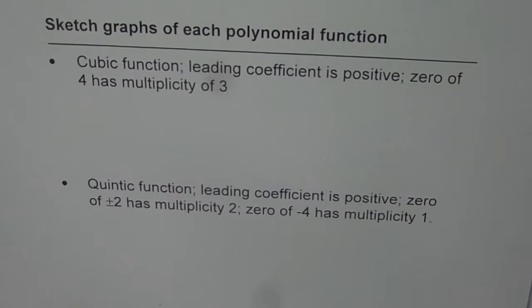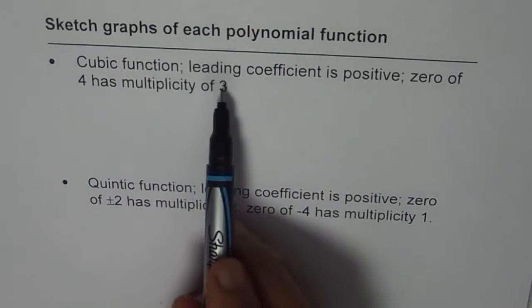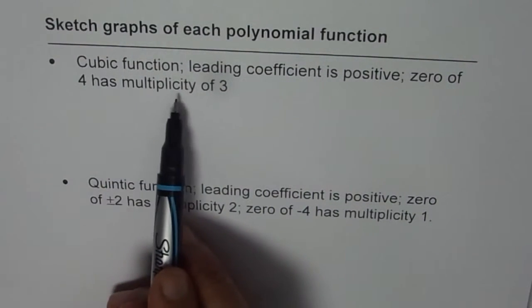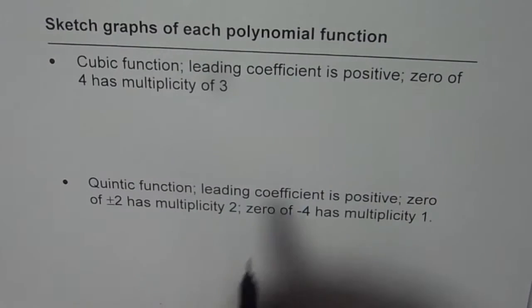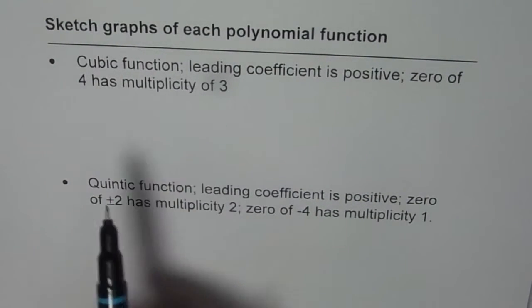I'm Anil Kumar, and here is a practice test question for you to sketch graphs of each polynomial function. The first one is a cubic function. Leading coefficient is positive. Zero of 4 has multiplicity of 3. So we have just one zero, which is at 4, and the multiplicity is 3.